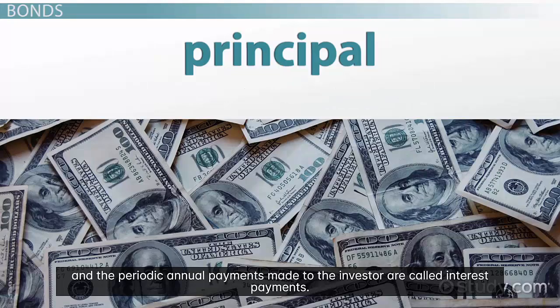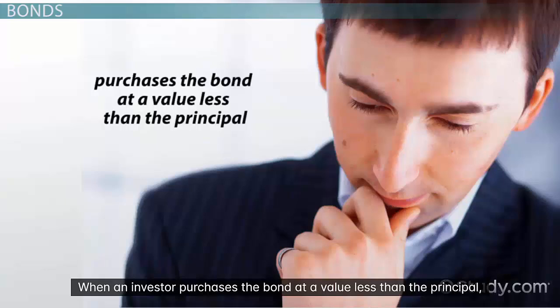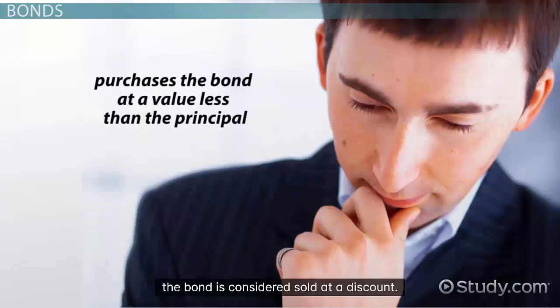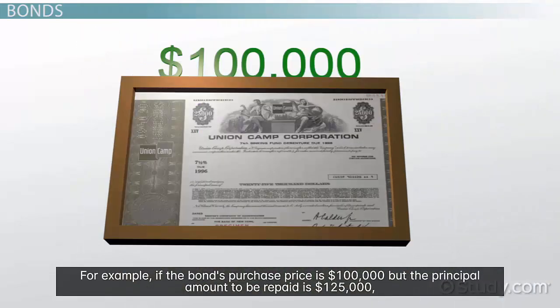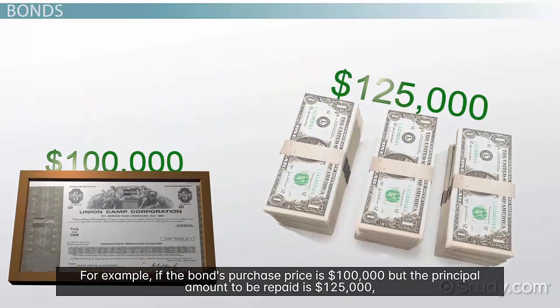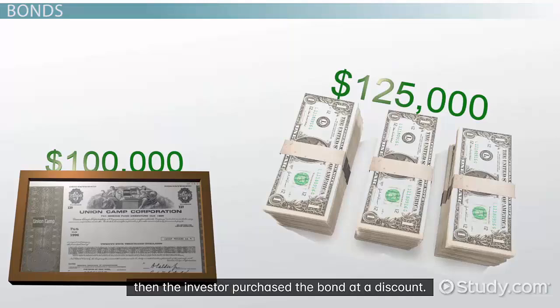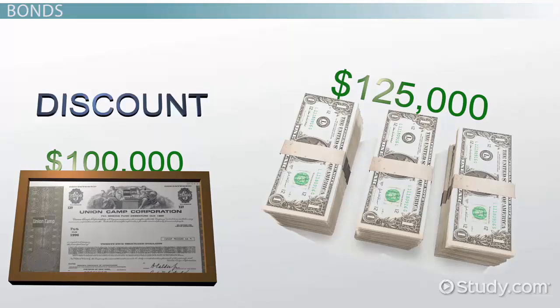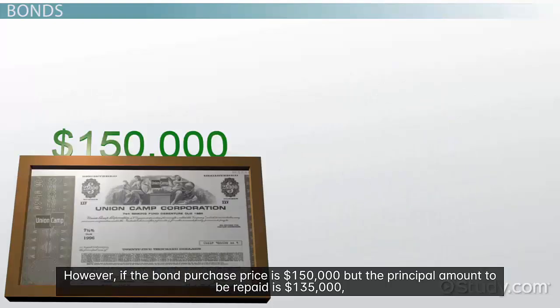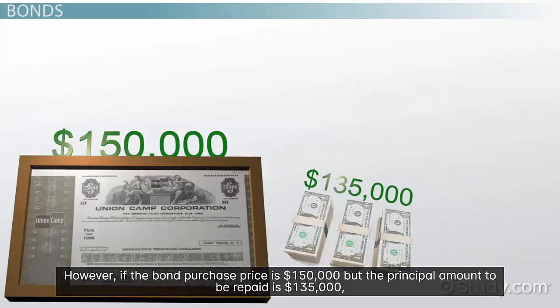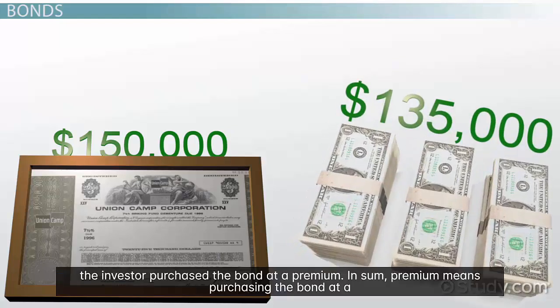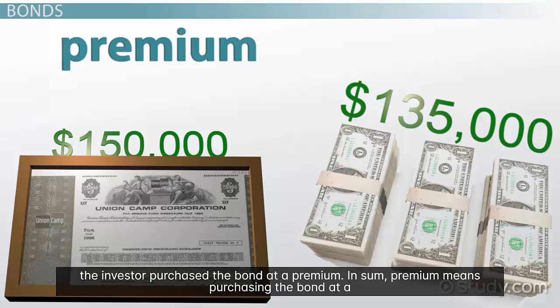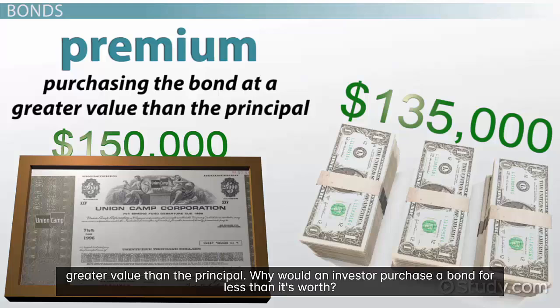When an investor purchases the bond at a value less than the principal, the bond is considered sold at a discount. For example, if the bond's purchase price is $100,000, but the principal amount to be repaid is $125,000, then the investor purchased the bond at a discount. However, if the bond purchase price is $150,000, but the principal amount to be repaid is $135,000, the investor purchased the bond at a premium. In sum, premium means purchasing the bond at a greater value than the principal.